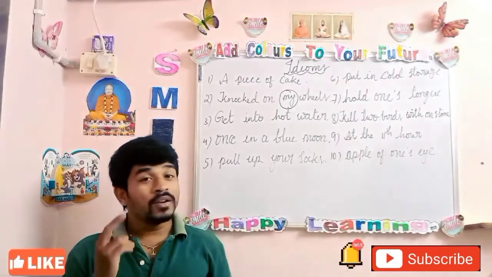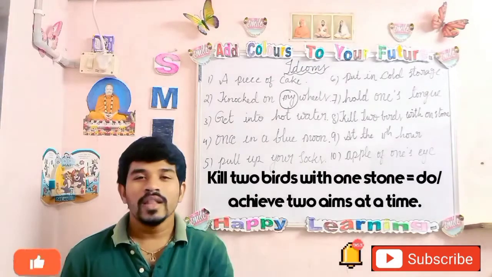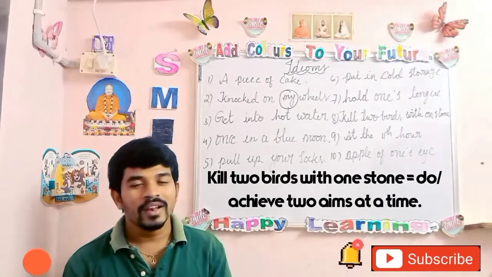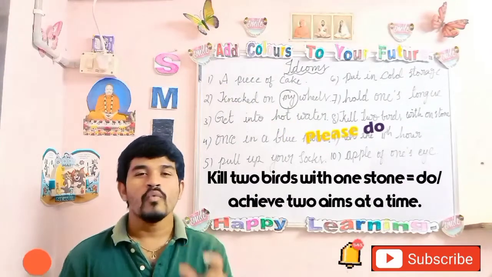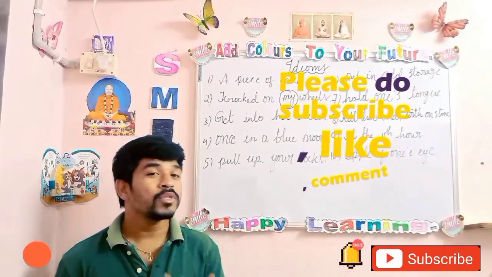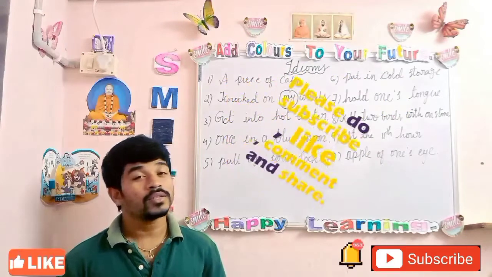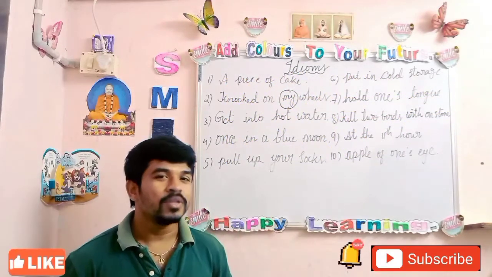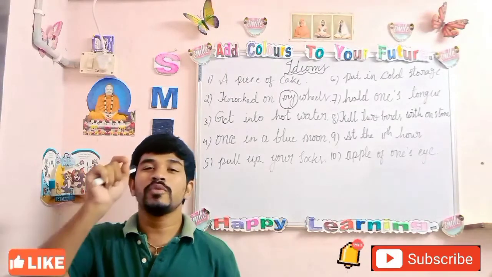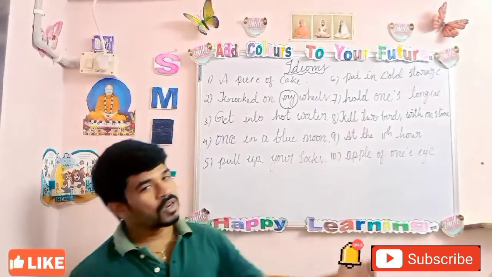Next one, kill two birds with one stone. Edaina rendu lakshyalanu oke samayamlo guri pettadanne manam kill two birds with one stone. Edaina rendu panulanu oke sari cheyamani cheppadaniki elanti idiomatic expression upayoginchachandi. Kill two birds with one stone. That is called another idiomatic expression, to explain and to express your feelings about any two actions that should be done at once. So, alanti vaatiki manam ee idiomatic expression anedi upayoginchachu.